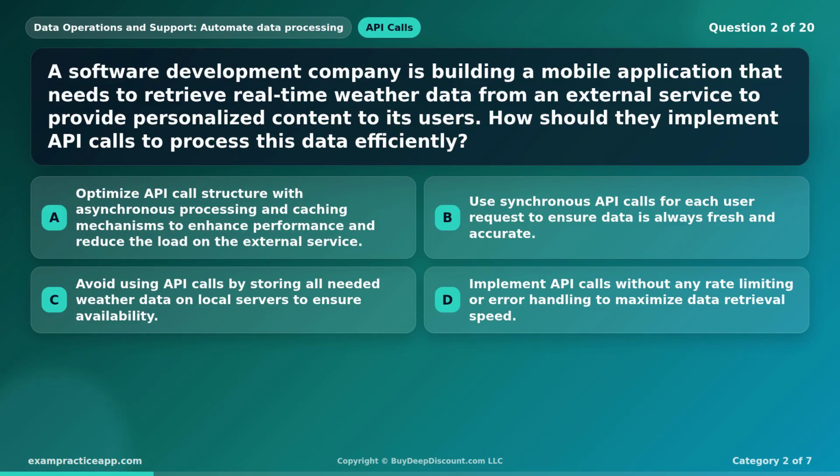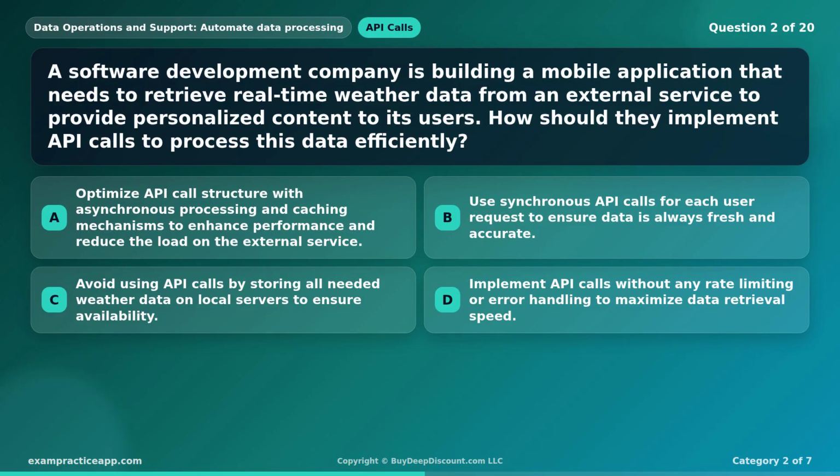Option A. Optimize API call structure with asynchronous processing and caching mechanisms to enhance performance and reduce the load on the external service. Option B. Use synchronous API calls for each user request to ensure data is always fresh and accurate. Option C. Avoid using API calls by storing all needed weather data on local servers to ensure availability. Option D. Implement API calls without any rate limiting or error handling to maximize data retrieval speed.